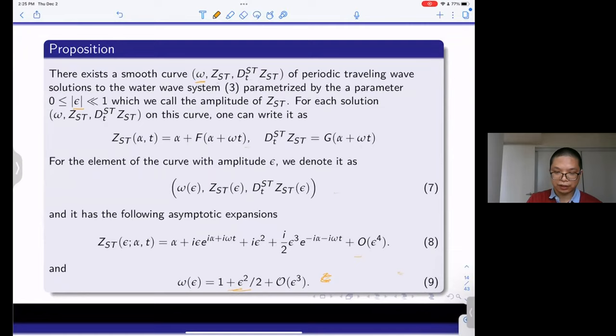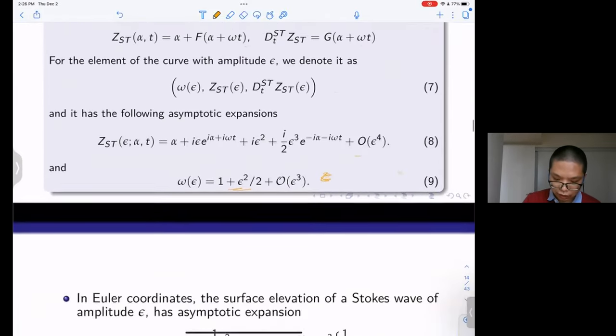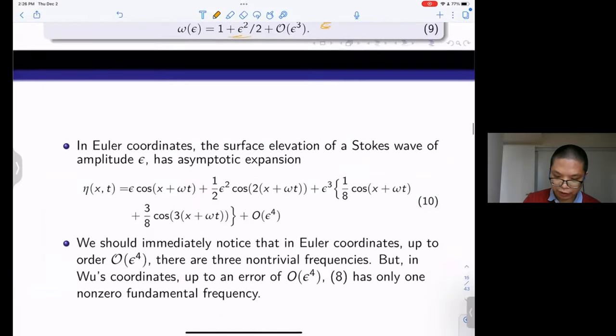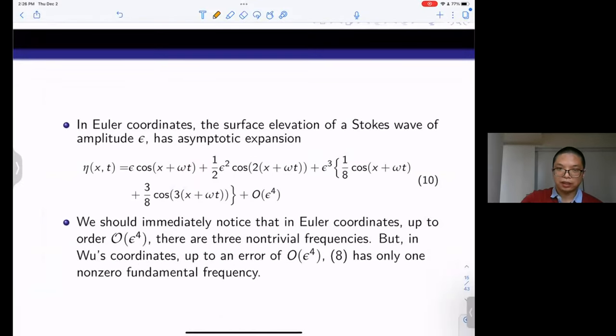The existence of Stokes wave in, for example, Eulerian coordinate or Lagrangian coordinate is known before. We just need to translate everything into Wu's coordinate and do a careful expansion. Let me give some remarks about this proposition. The existence of Stokes wave in Euler coordinate is known before, and this is the expansion, where eta is the elevation of the Stokes wave.